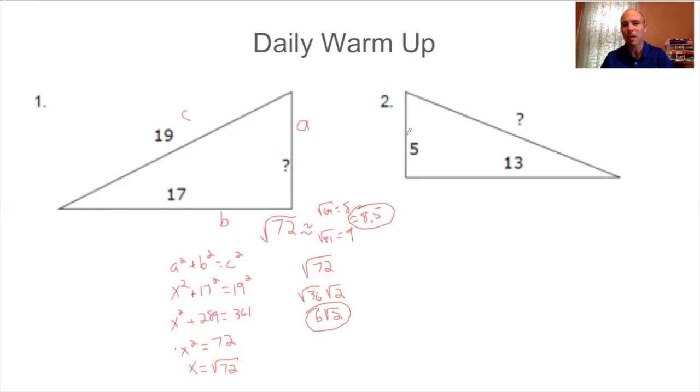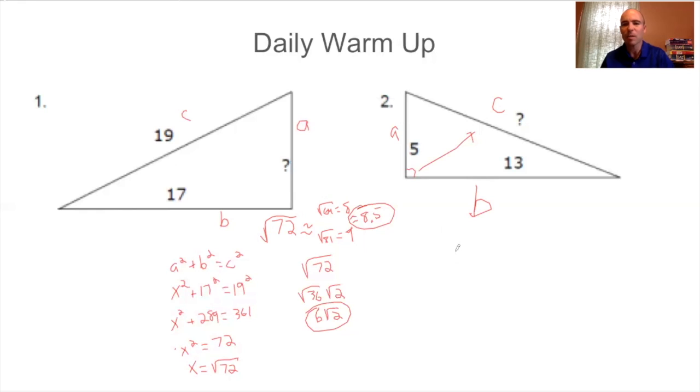Okay, so next one. We got our A, we got our B. A and B are interchangeable, by the way, as many of you know. But the one that is not interchangeable is C, right? C is always going to be the hypotenuse, always going to be the longest side, always going to be the side opposite that right angle. Right?